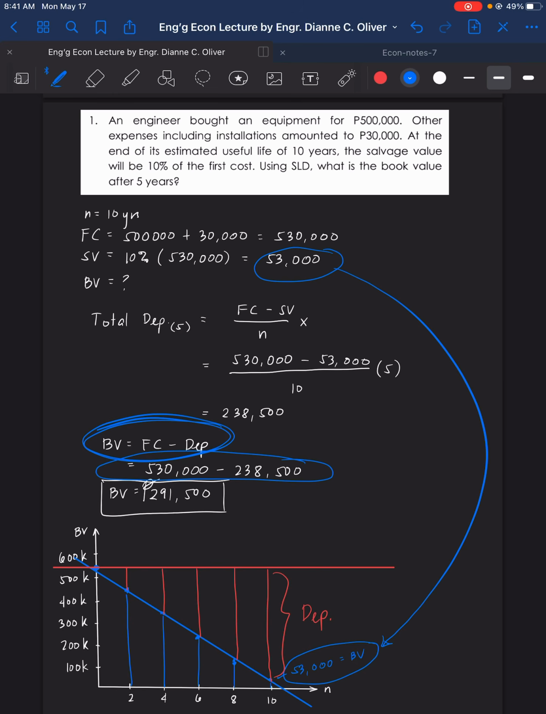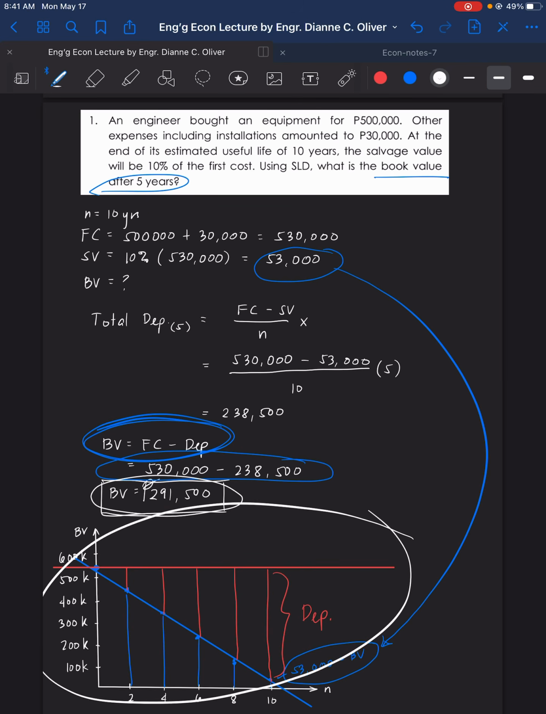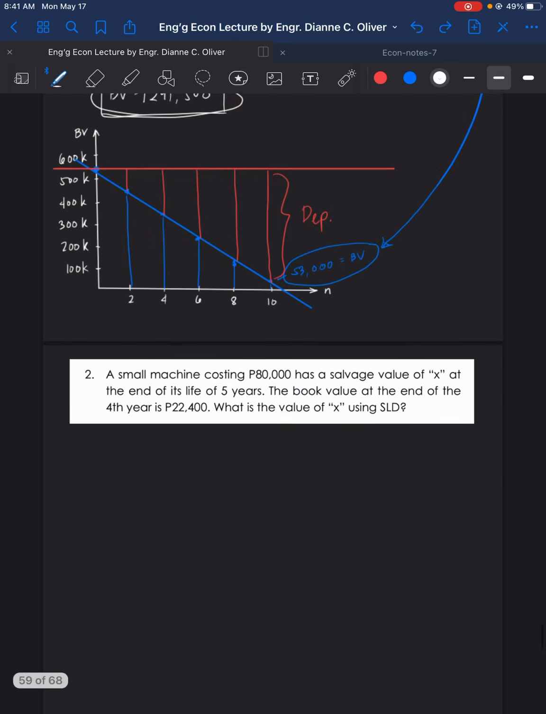Okay, so that's for number 1. But of course, what we need to answer is what is being asked in the problem. So what it is asking is the book value after 5 years. So we answered here 291,500. So we just did the graph just to see the relationship of the book value and the depreciation. Let's go to the second example.